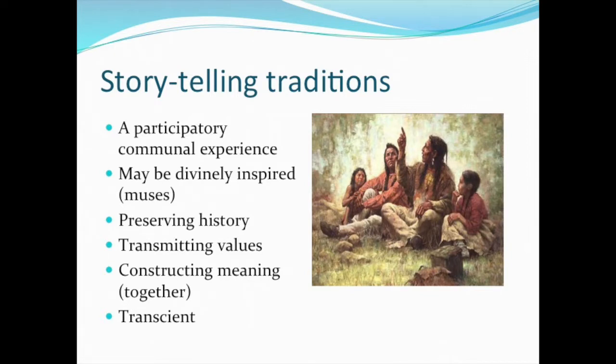Now I'd like to turn to the context of narrative, where it happens, and explore what that might mean for stories and for narrative itself. Of course, original oral traditions placed narrative in a participatory communal experience. The storyteller might claim to be divinely inspired. Later, authors might resort to muses to explain their inspiration. The tradition might be used to preserve history. So the tradition of passing down the stories of our history is part of this oral tradition. Again, in a social control function, oral narratives serve to transmit values, and they gave people an opportunity to construct meaning together.